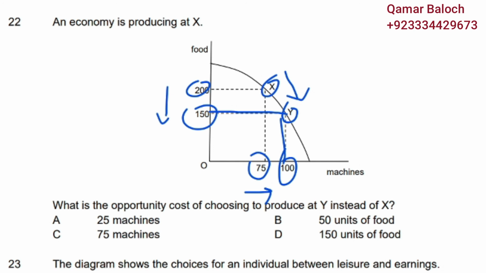So what will be the opportunity cost? Opportunity cost will definitely be food. So we can cross these two figures. Options A and C can be cancelled because opportunity cost will be food, and now we have to choose between B and D. How much food is sacrificed from 200 to 150? You can see that 50 units of food are sacrificed, so option B will be the correct answer.